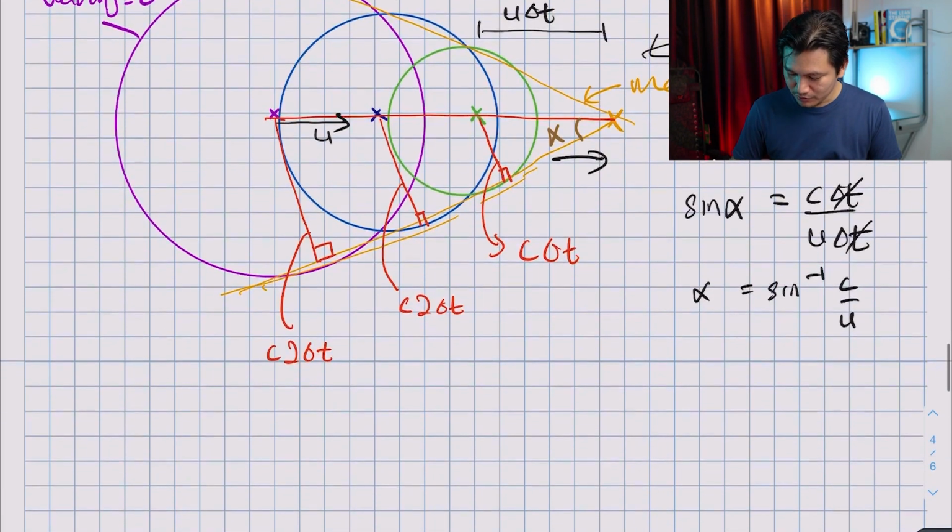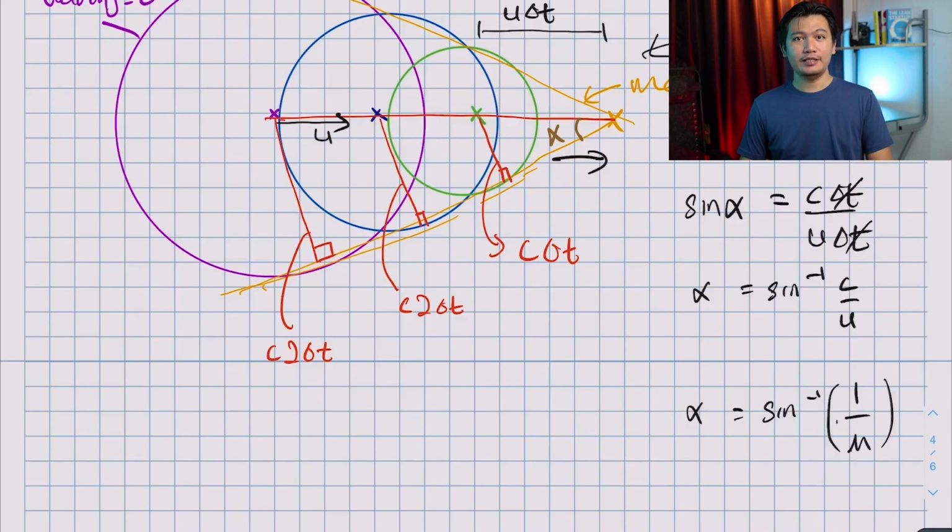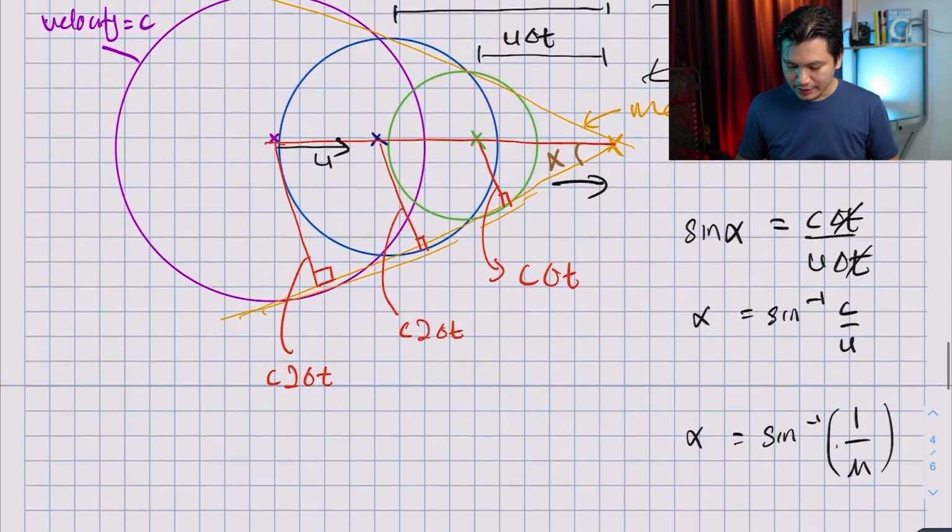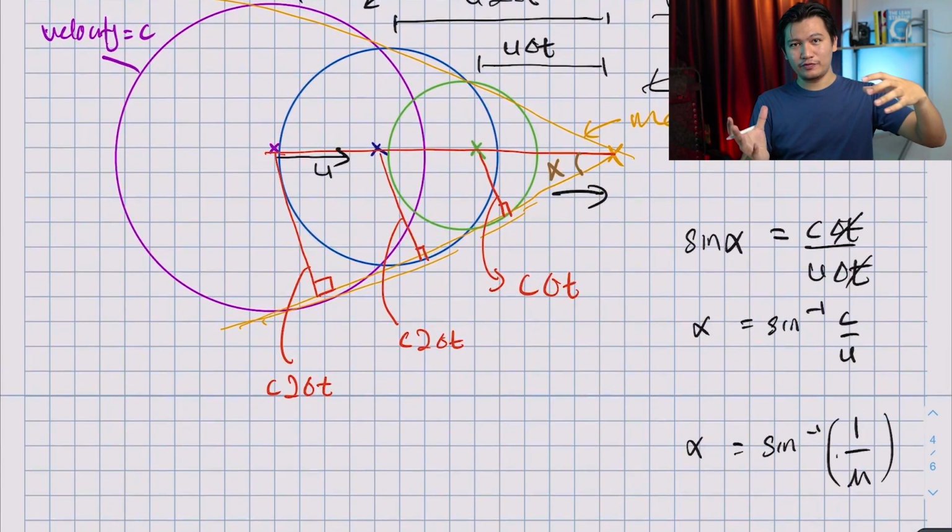And what is c over u? So alpha is equal to arcsine of 1 over the Mach number. This is very important, because once you know the Mach number, you can find the angle, that is alpha, which is the cone angle. Alpha is basically the angle of the Mach cone, meaning that anything outside of this cone is the zone of silence.